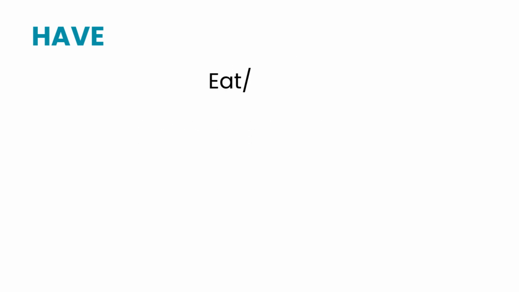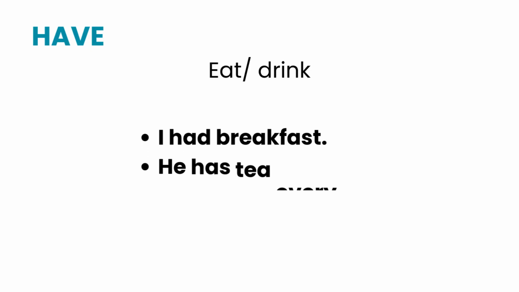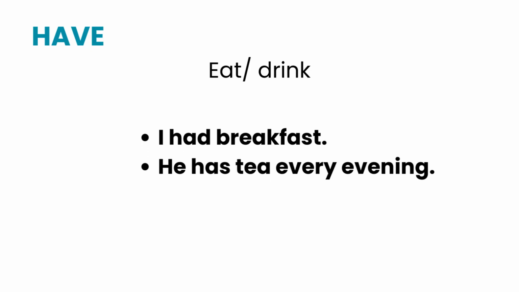Number 2, eat or drink. Instead of these two verbs, you can use have. For example, I had breakfast. Instead of I ate breakfast, you can use I had breakfast. Next, he has tea every evening. He drinks tea every evening. Instead of that, you can use he has tea every evening.